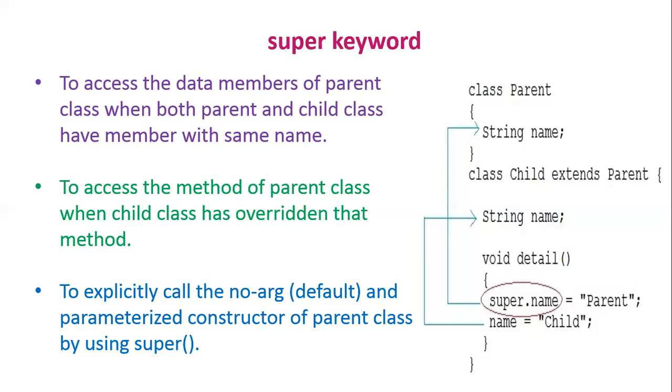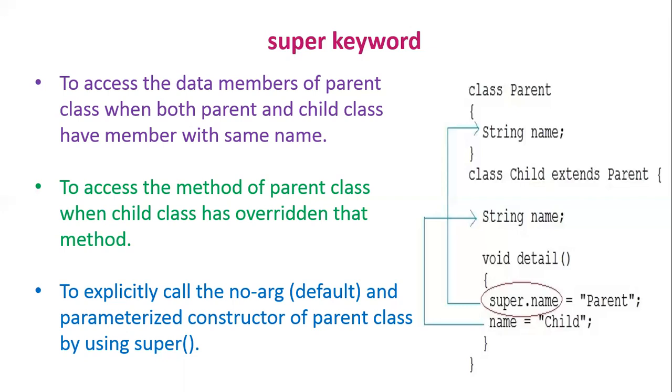It by default invokes the constructor of the parent class. We can use super to call the constructor of the parent class. But super or parameterized super must be the first statement in the child class constructor. Otherwise, we will get a compilation error.